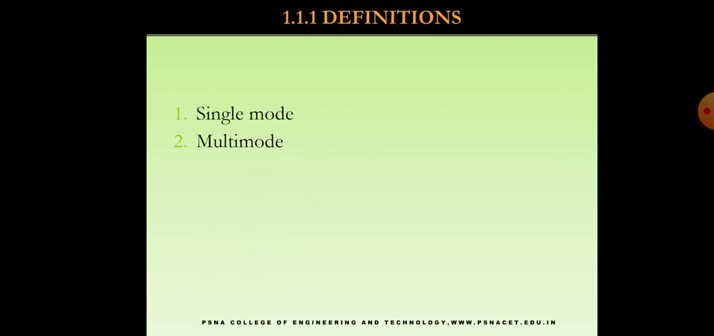And this is our first topic, definition. The single mode fiber cable, due to its small core of 8 to 10 microns diameter, allows only one mode of light to propagate through it. And multi-mode fiber cable, due to its large core of about 62.5 microns diameter, allows multiple simultaneous modes of light to propagate through it.